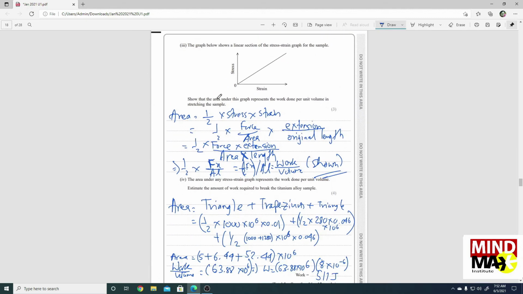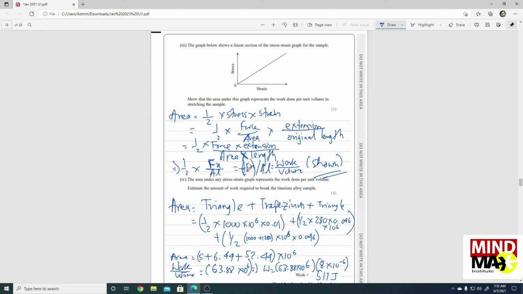Then show that the area under this graph represents the work done per unit volume in stretching the sample. So stress versus strain. Area is what? As we can see, it's a triangle. So half into base into height, half into strain into stress. Stress is force by area. Strain is extension by original length. So if we now break them down, we can say half into force, and in the top part, the numerator is force into extension, and denominator is area into original length, right? So what do we know? Half Fx.